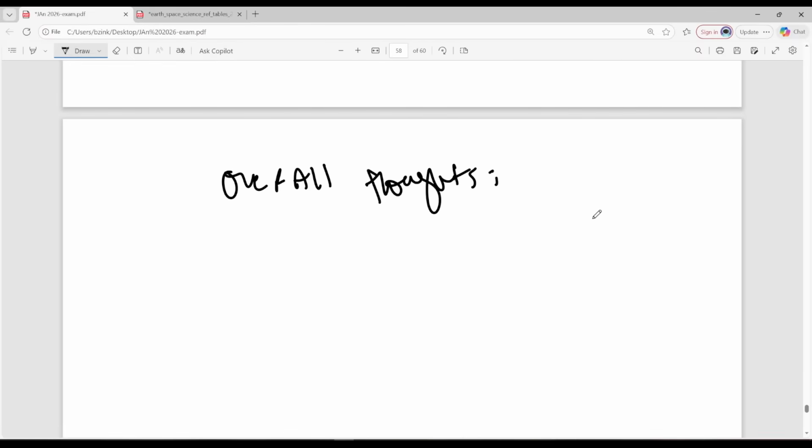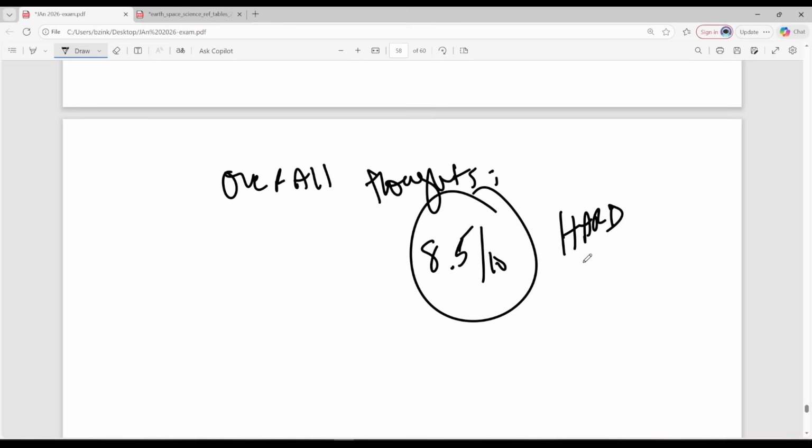So overall thoughts, I thought this was a very hard test. This was maybe the hardest one that they've given so far in terms of difficulty to get a good score. I'm not saying that the content's hard. I'm saying that it's hard to do well on this test the way that they wrote it. So I'm going to say this is like an 8.5 out of 10 in difficulty. This was hard, poorly written questions.